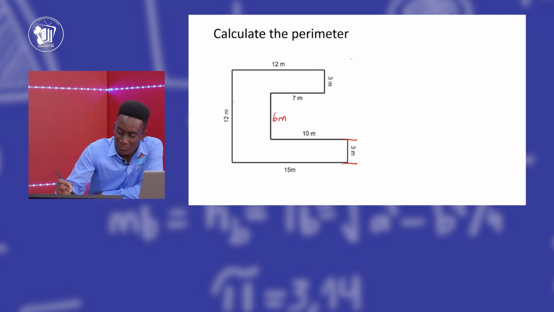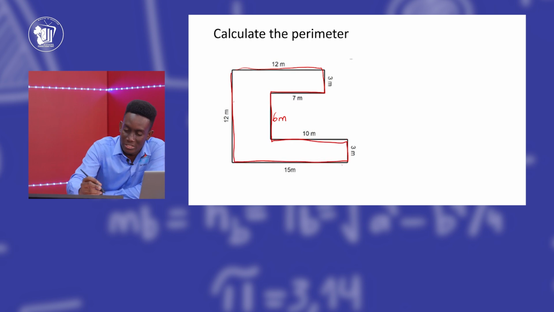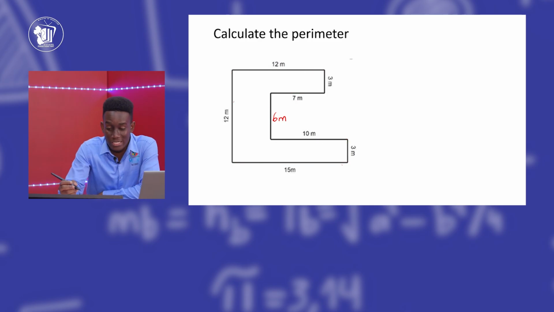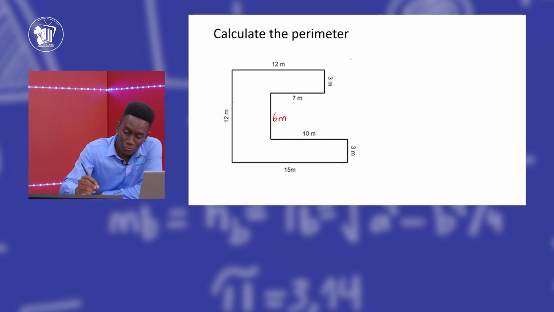So let's see if we have all of the sides. Let's use our tracer. So we know the length of this side, this side, this side also, this side, this side, this side, and also we know the length of this side. So we know the length of all of the sides in this shape. So now we can find the perimeter. And that's one thing you want to do: draw around the shape to make sure all of the sides are covered and you know the lengths of all of them.